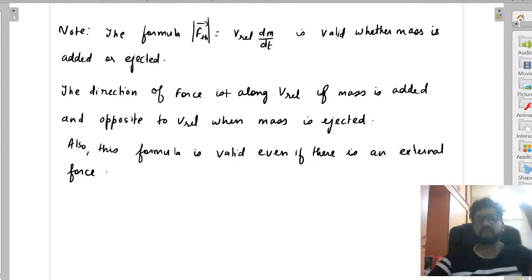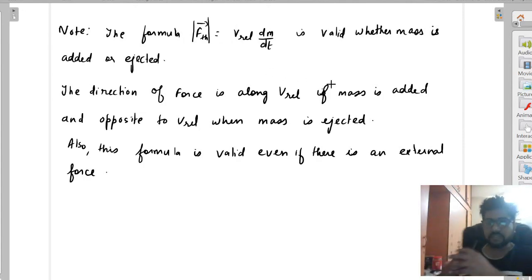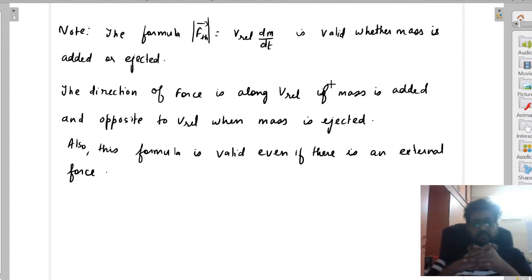The direction of force is along v relative if mass is added, and opposite to v relative when mass is ejected. The direction of this thrust force on the system is very important. So again I will repeat, this direction is along the direction of v relative if the mass is added to the system, that is dm by dt is positive, and it is opposite to the direction of v relative when the mass is ejected from the system.